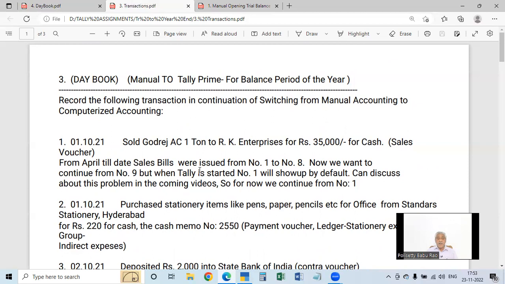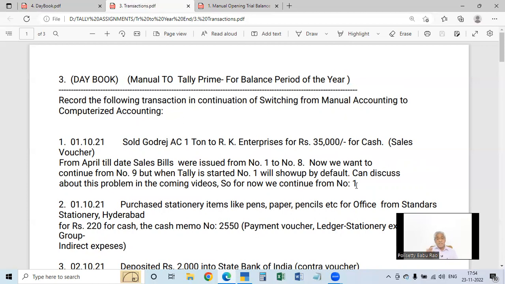But here one thing you have to note. Already from 1st April to 30th October, we recorded sales also. So these numbers are 1 to 8. The number of sales for that period is 8. So now we have to record from 9, isn't it? But by default, our Tally will start from 1 only. But we can make the setting also. The default settings we will learn at a later stage, so it will start from the required number for that period.